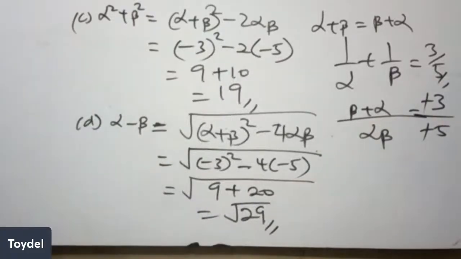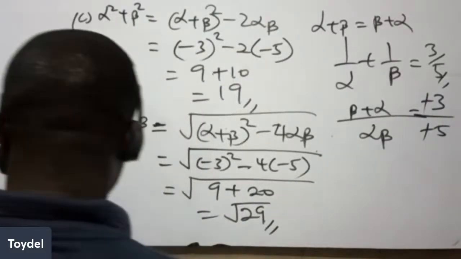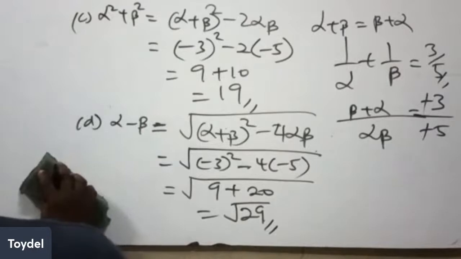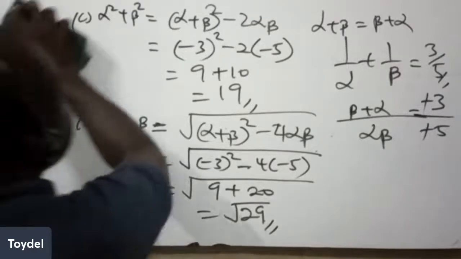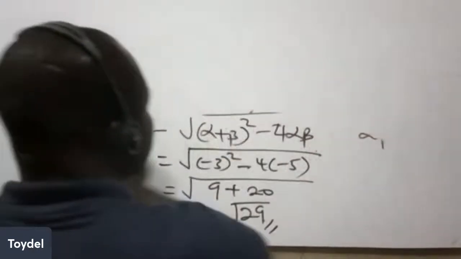Then at the end of the day, this value is 3 over 5. So if you want to know more on this, just try and check my video on theory of quadratic equations.